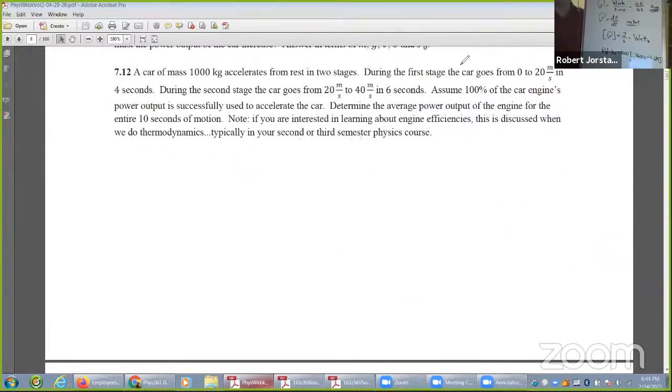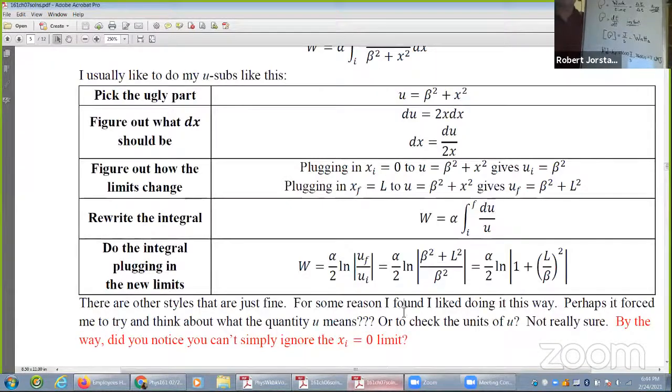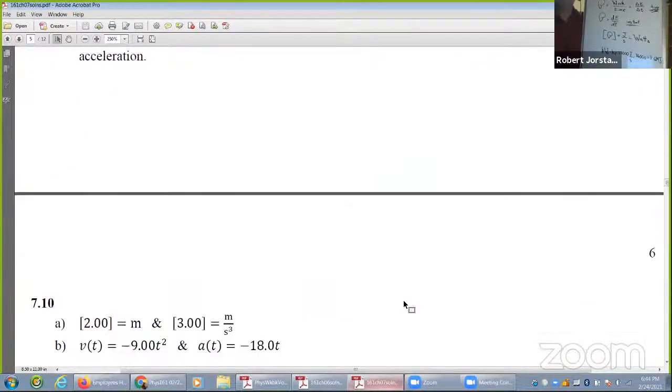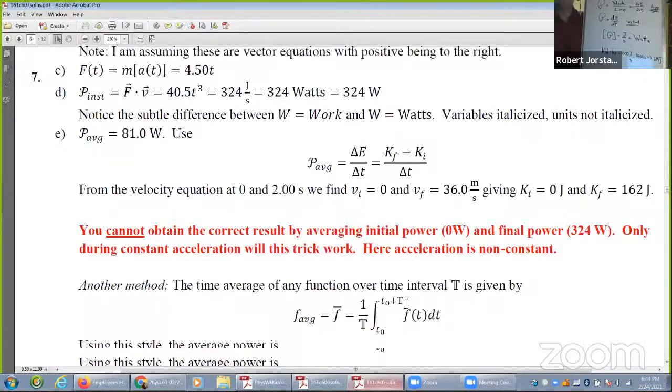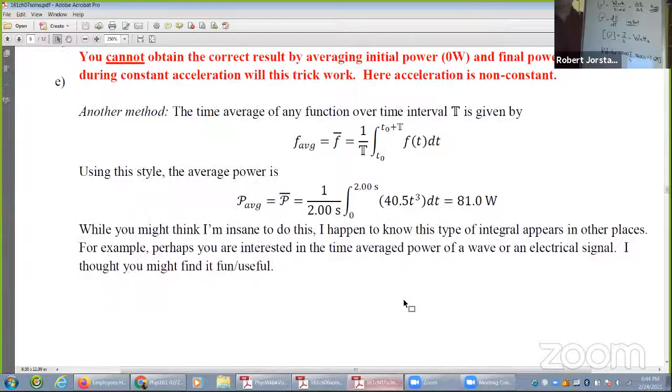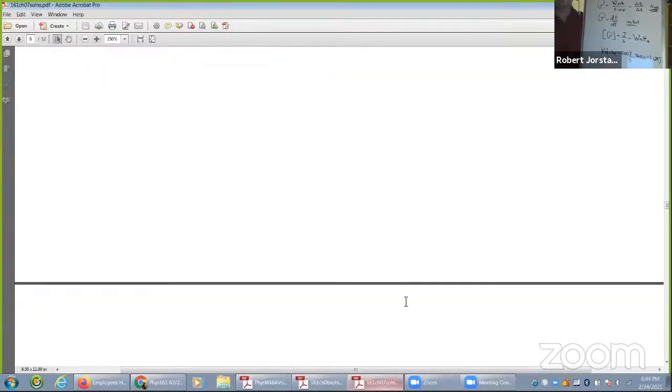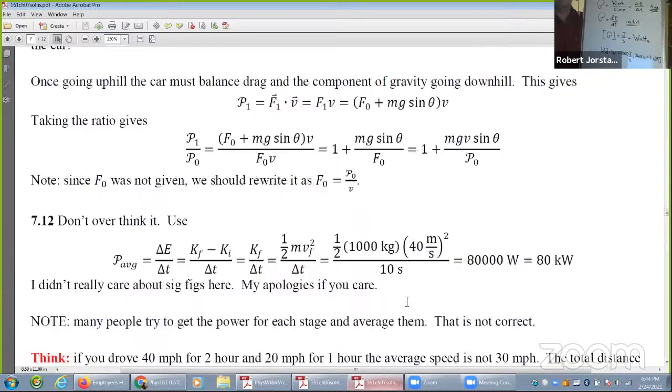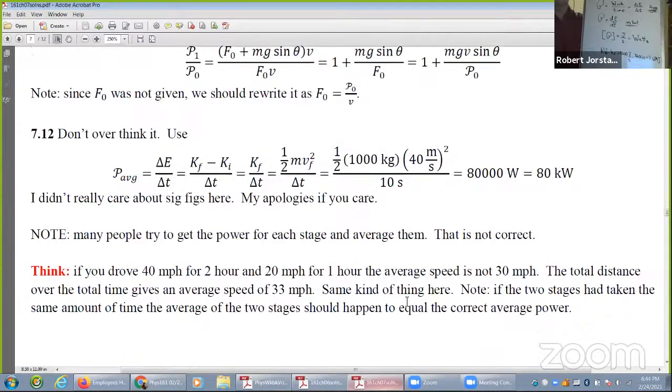All right. And that's going to be our last problem of the day, but let's see if there's anything in the solution since we actually did that one. Where was this one? That was it. 80 kilowatts. And there's the explanation another way if you want.